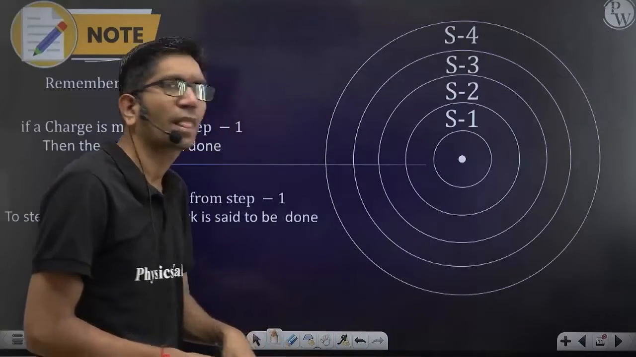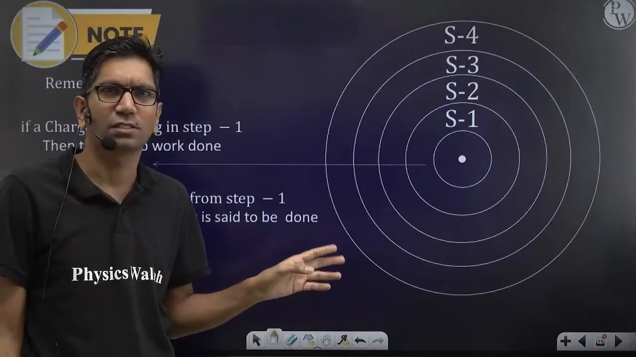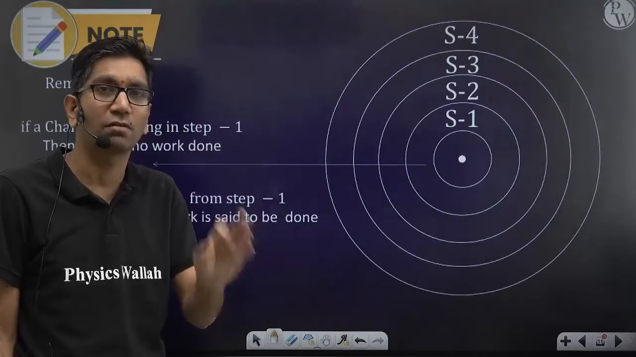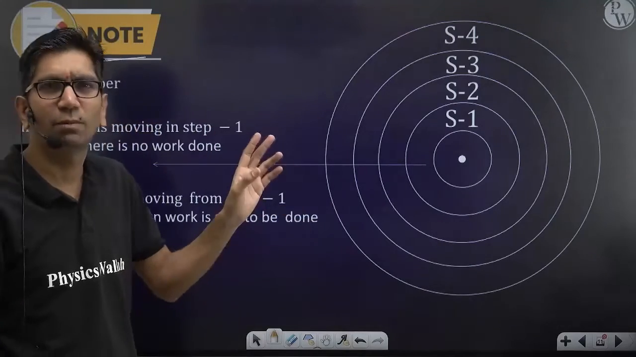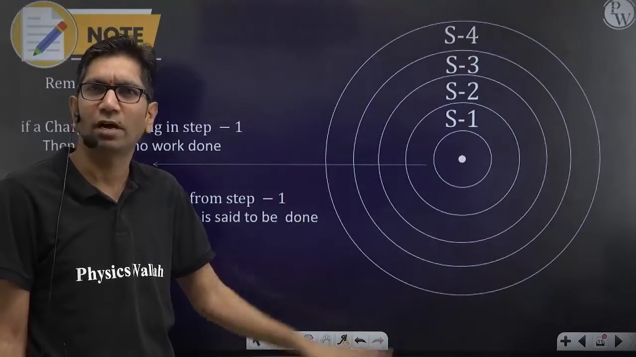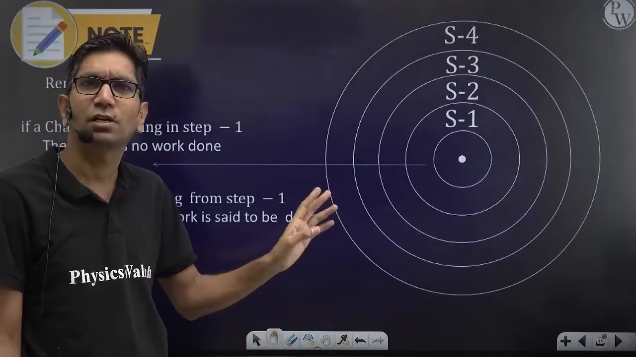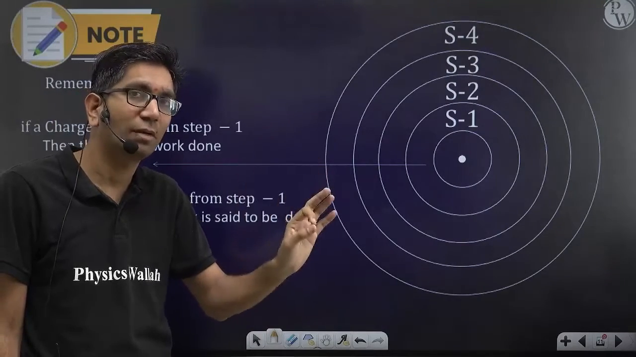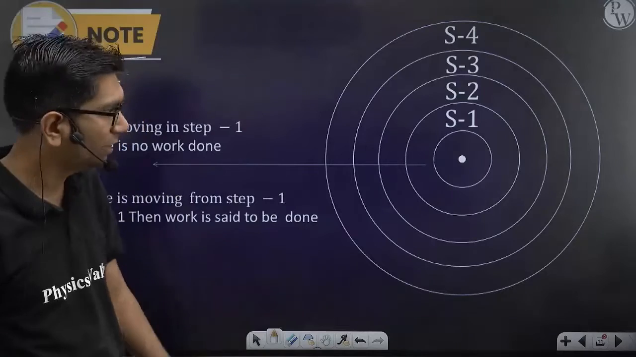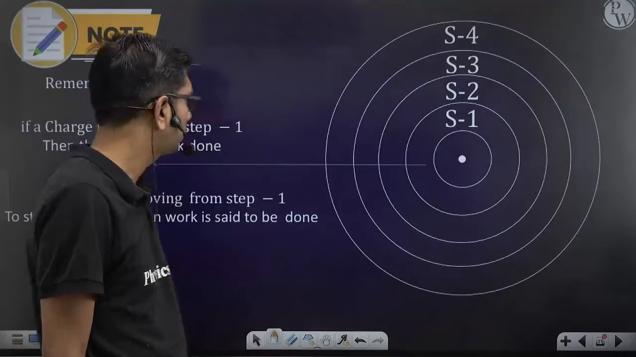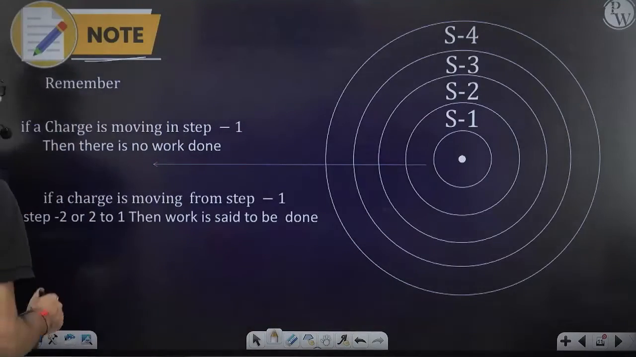I said, to complete this one chapter, it takes nearly 10 to 12 hours. So I am just telling you the key points, just remember these points. 100% you will solve the numericals within seconds, in less than 1 minute. Now see here, remember this one.